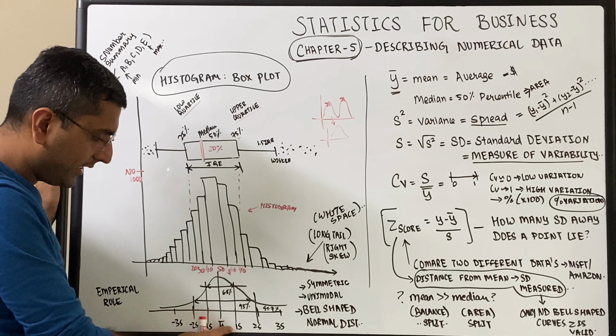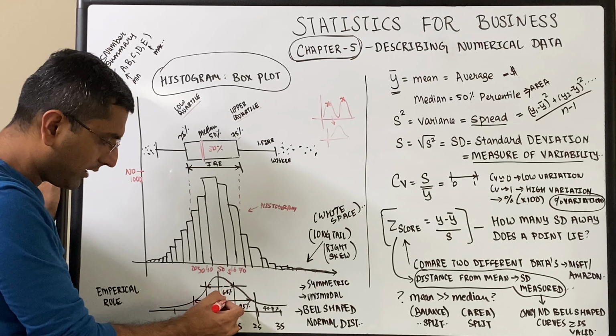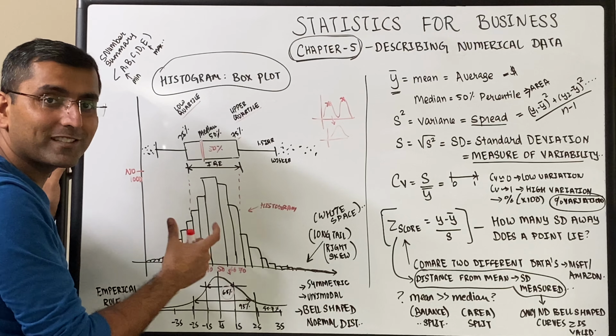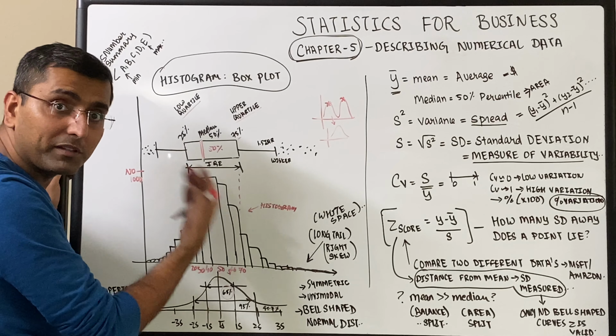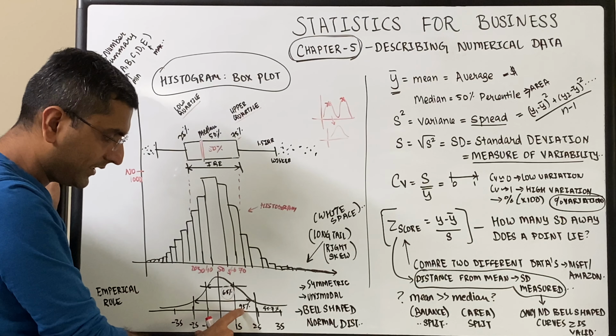So plus one standard deviation, minus one standard deviation from the mean, 68% of the data points are going to be covered. And this is powerful because then you can say, hey, where is the majority of the concentration of the business metric that I'm interested in? And then within two standard deviations, 95% of the data is covered.